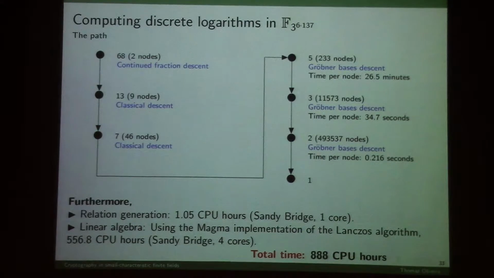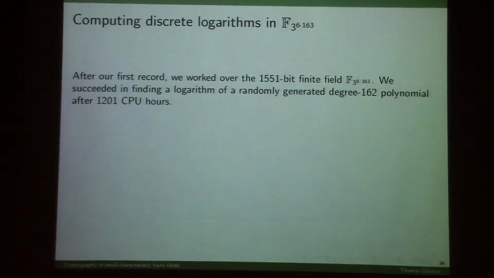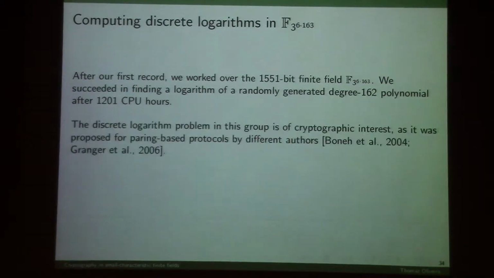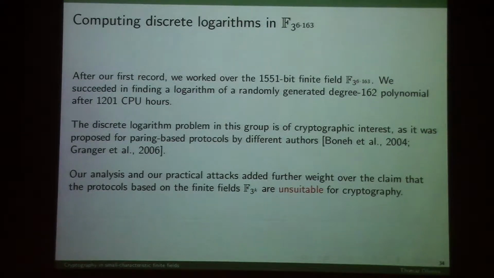So we could do all this process in only 888 CPU hours. And at that time we had the record of cryptography, breaking the DLP over fields of cryptographic interest. And then we tried another bigger field of 1,551 bits, and we succeeded in finding a logarithm in just 1,201 CPU hours. This field was very important for cryptography because it was proposed in the literature, and our analysis added further weight to the claim that these fields are not suitable for cryptography.